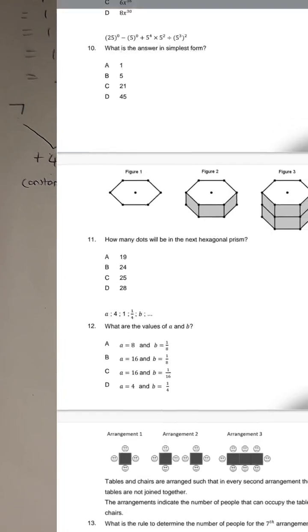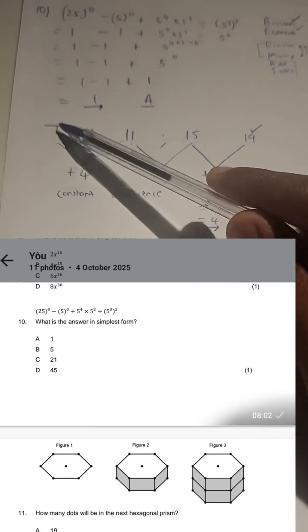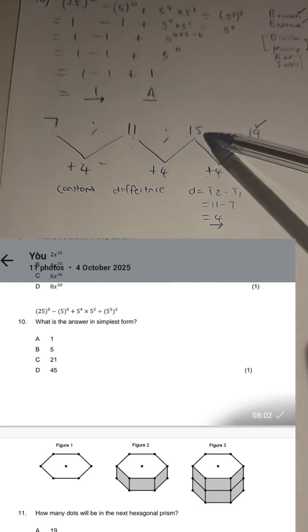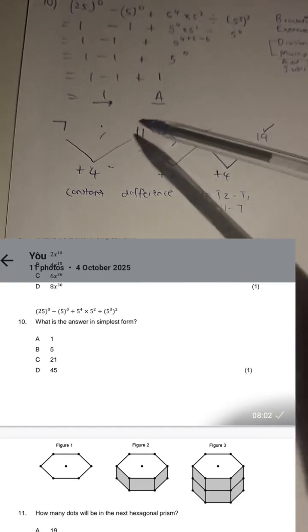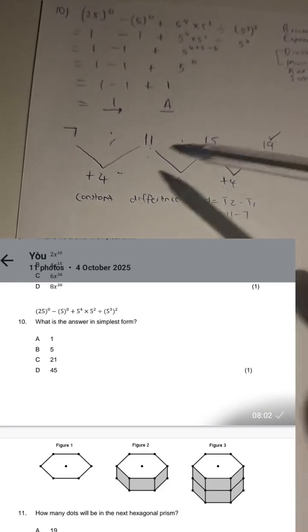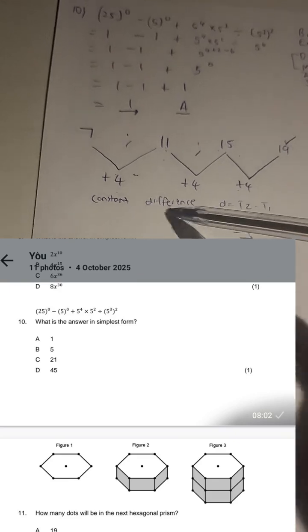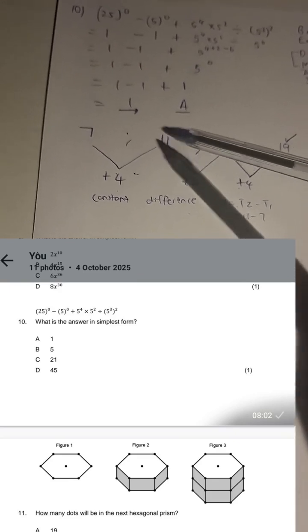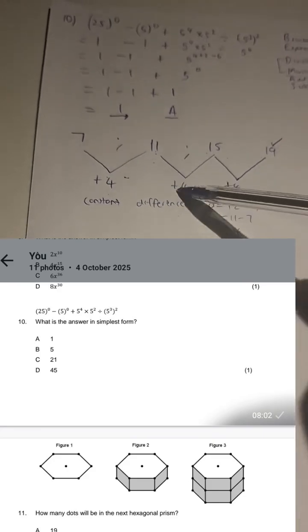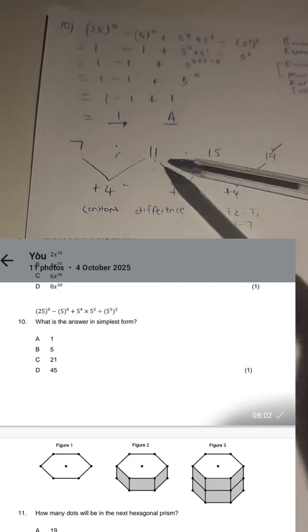It is very clear, guys, that based on our working out, we counted the dots in figure 1, there were 7. We counted the dots in figure 2, they were 11. We counted the dots in figure 3, they were 15. And then we figured out the pattern for 7, 11, and 15. We found there's a pattern of plus 4. In other words, there's a constant difference, because term 2 minus term 1 gives 4, and term 3 minus term 2 gives 4. So this is a linear pattern.